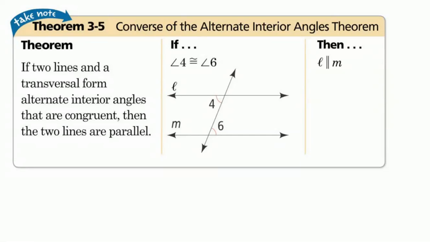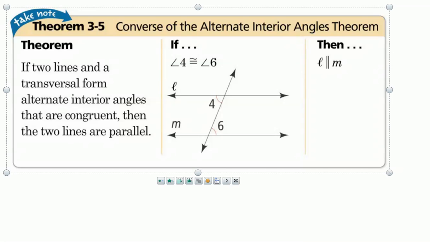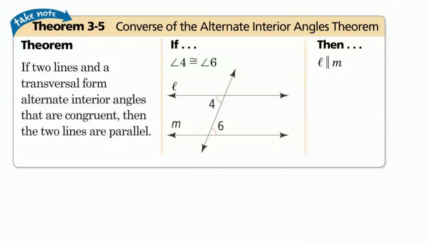Converse of alternate interior angles theorem. If two lines and a transversal form alternate interior angles that are equal, congruent, which means they're equal, then the two lines are parallel. So you're working backwards. If these two are equal, then you're proving that the lines L and M are parallel.